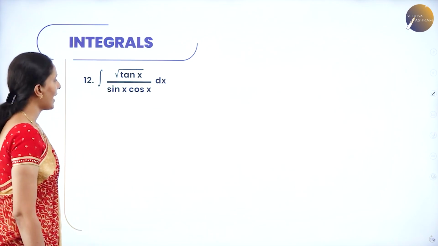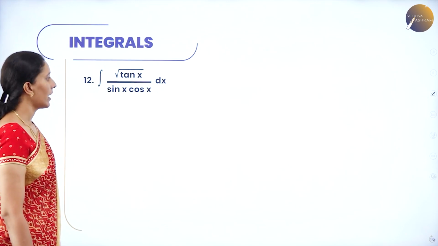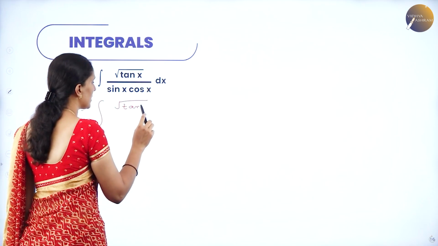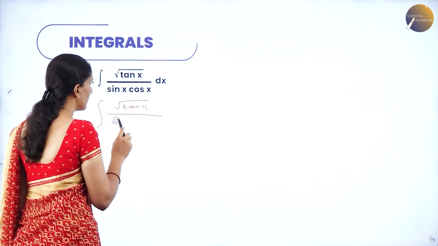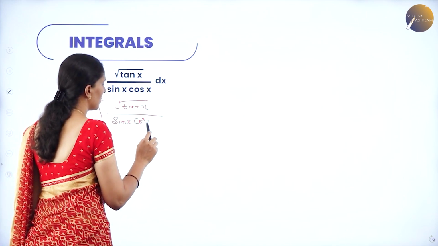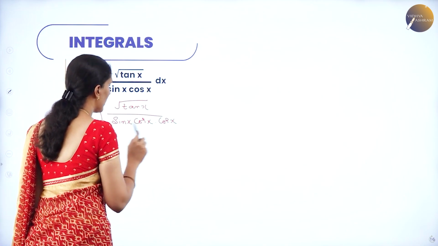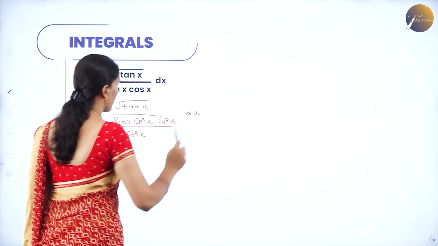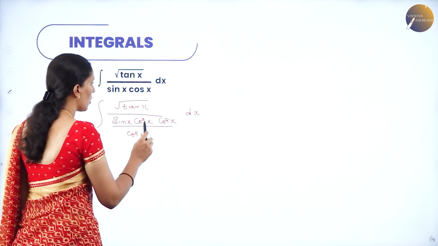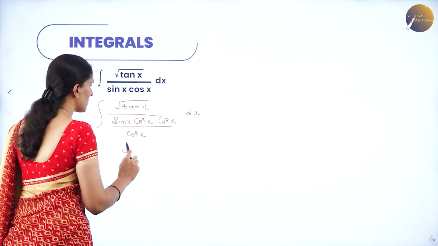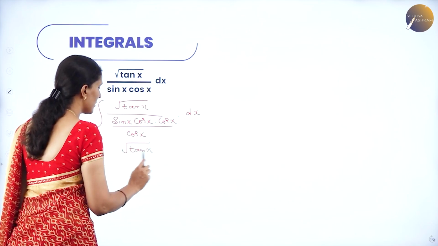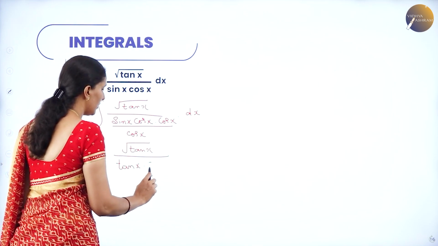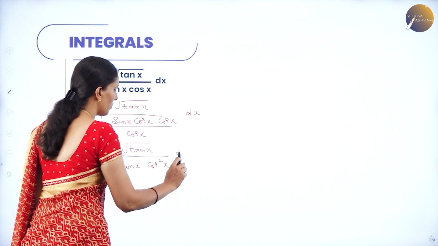Next one, root tan x divided by sin x into cos x. So here I'll write the numerator as it is, and in the denominator I will multiply cos x and divide by cos x, into dx. Now here what happens? Cos x into cos x is cos square x. So here it is tan x divided by sin by cos is tan. So this is tan x into cos square x into dx.